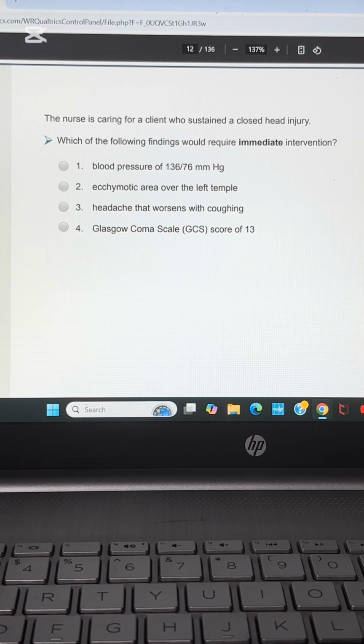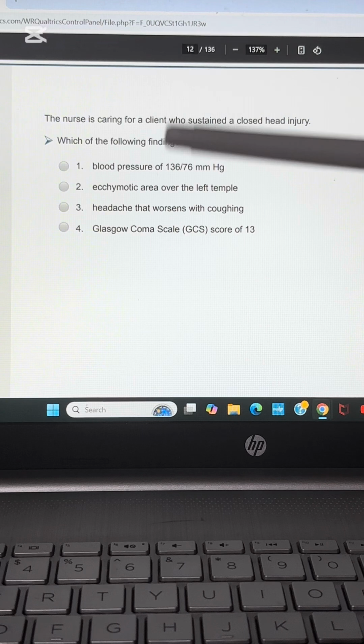Now look at the first option. They said blood pressure of 136/76. And look at option 3. It said headache that worsens with coughing. Meaning this patient already has a headache, maybe on the scale of 1 to 10, a 5. But when they cough, they complain, and they tell you, oh, now I'm experiencing this pain at level 9 out of 10, 10 out of 10, right?